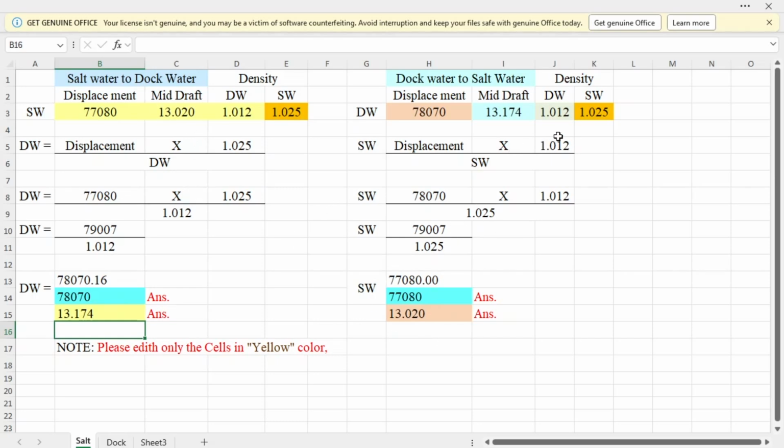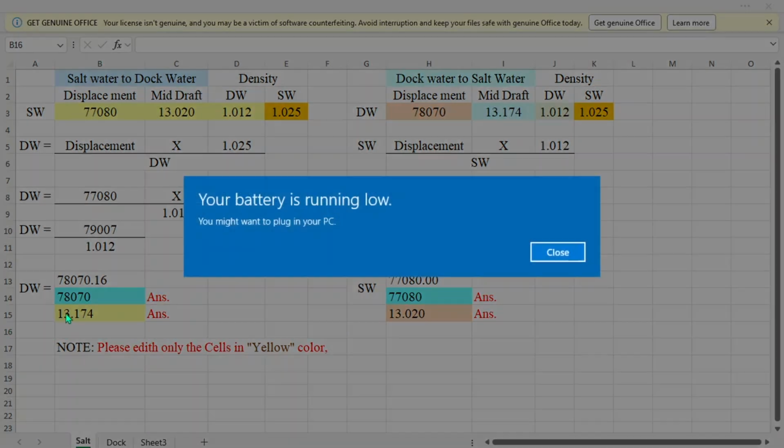So this is just a shortcut, guys, of computing the density. You can just post this in your video and copy this formula in Excel form, and you will reach this figure of the dock water displacement and here the salt water displacement. Then you look at the hydrostatic table to get the corresponding draft.